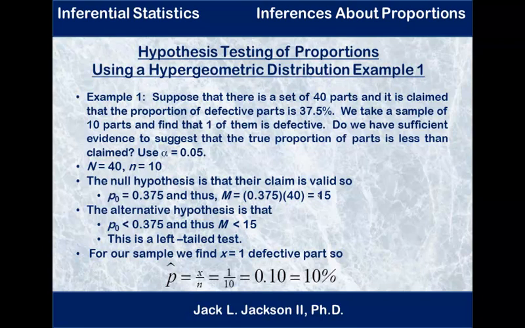So in our sample we only found one defective part. So P hat is X over n, that's 1 over 10, or 0.1 or 10%. So we only found 10% in our sample. That's certainly less than 37.5%, so it looks like there may be some evidence that the true proportion is less. But what would be a p-value associated with that so that we can make a decision based on data?